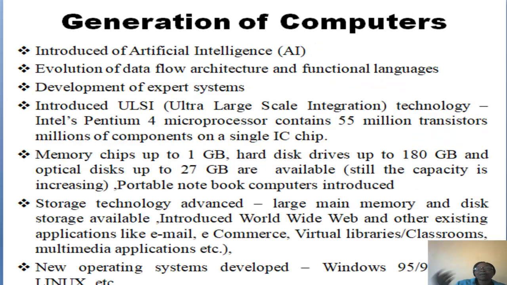The things that are happening in our environment now are because of artificial intelligence. There is evolution. In the fifth generation, there is the evolution of data flow architecture and functional languages. There is the development of expert systems and the introduction of ultra large scale integration technology. The Intel Pentium 4 processor contains 55 million transistors, millions of components on a single IC chip. There are memory chips up to 1 gigabyte, hard disk drives up to 180 gigabytes, and even more.